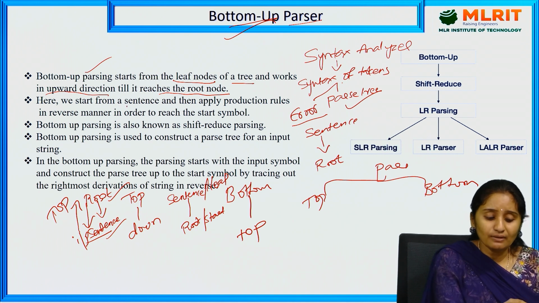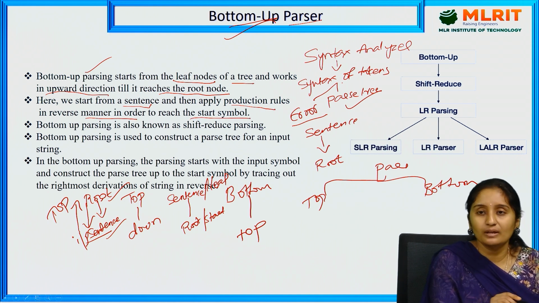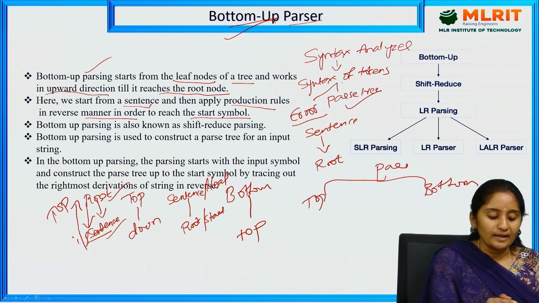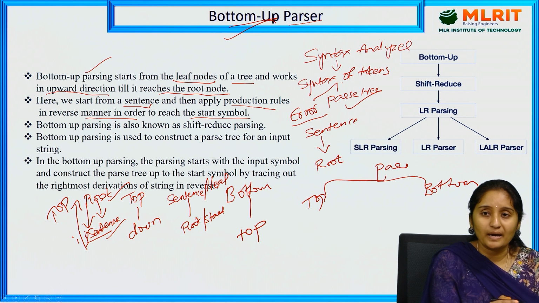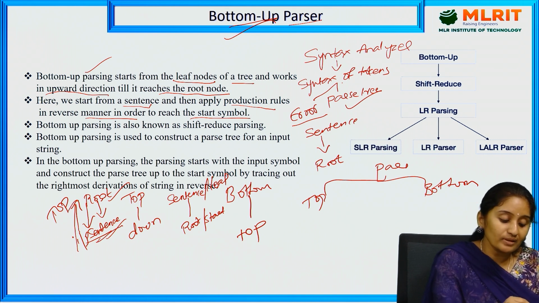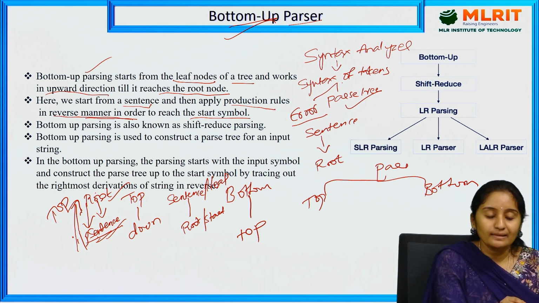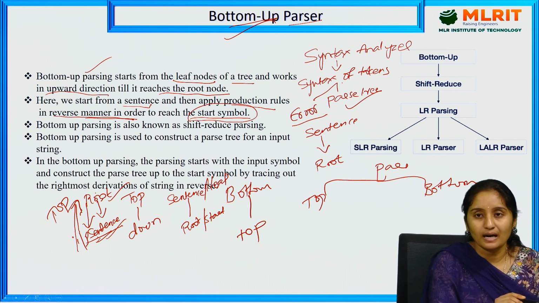Here, we start from a sentence and then apply production rules in reverse manner in order to reach the start symbol. In top-down parsing, we generate the sentence from the root. This one we are doing in reverse order: we take the sentence and generate the root, applying the productions in reverse manner to reach the start symbol.